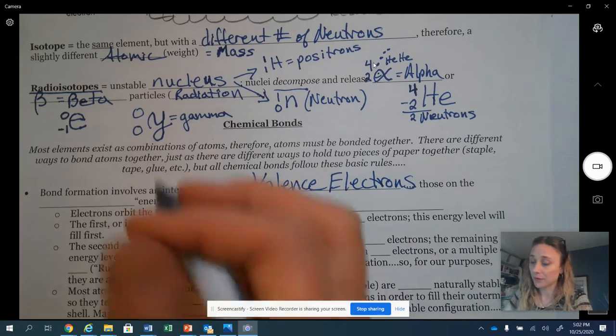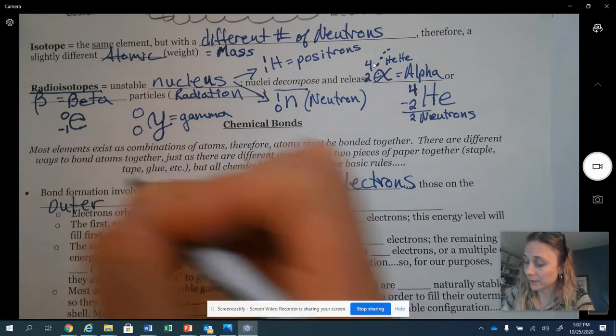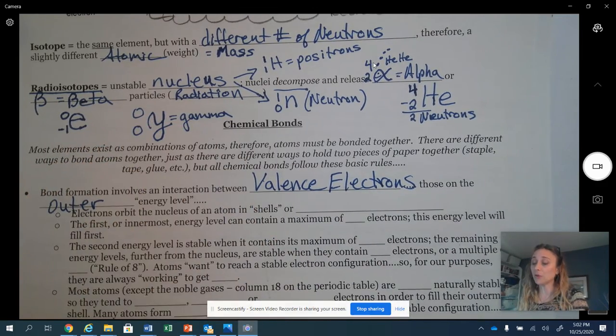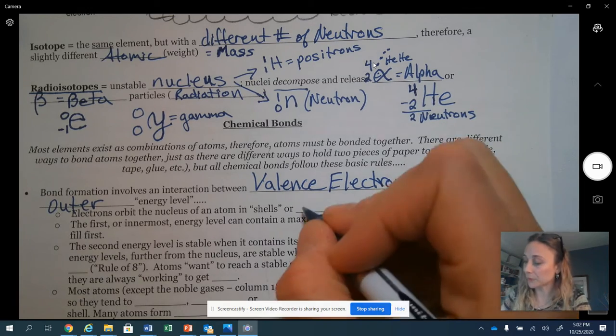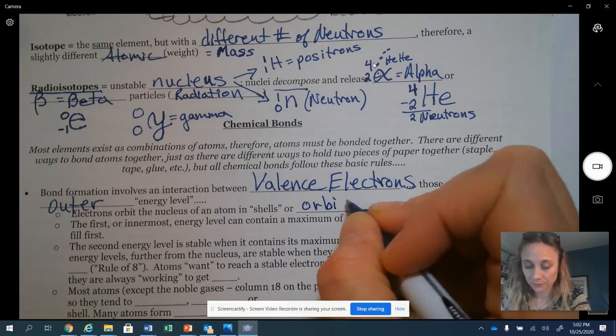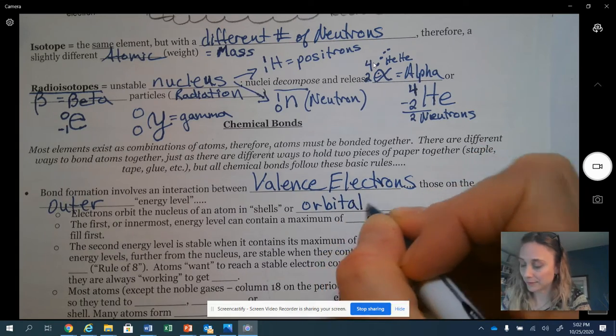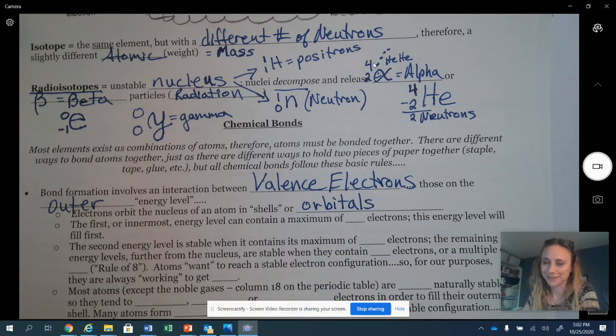All in this together. So, outer electrons, valence electrons. Electrons orbit the nucleus in shells or orbitals. It's just kind of a misnomer, because they're not orbiting in a circular pattern. They're flying around in a certain type of shape, I guess, in certain space.